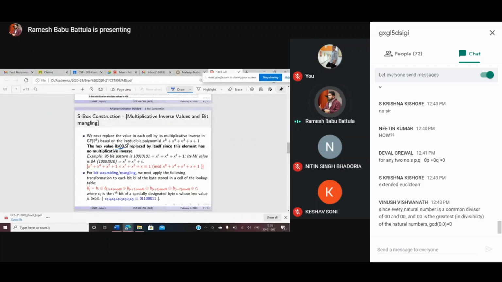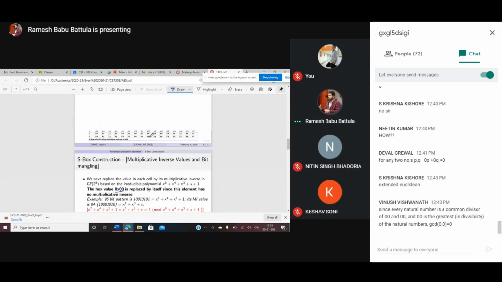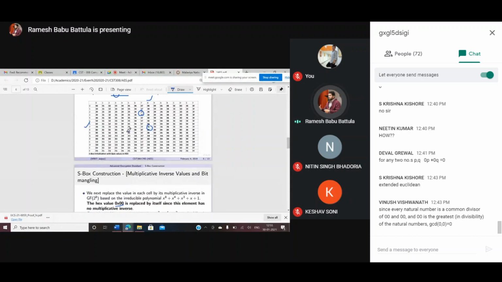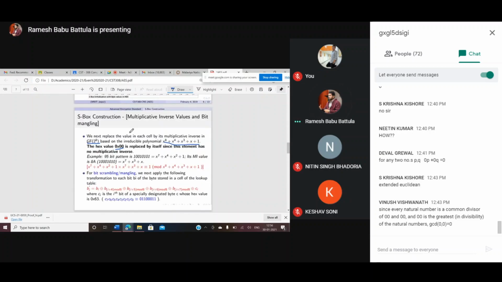For example, I will tell you. Here we may choose, initially we have 9, 5. And whatever the multiplicative inverse value is for this one with respect to this irreducible polynomial, with respect to GF to the power 8, we are going to find that multiplicative inverse value and replace this with that number. Just check how to find a multiplicative inverse value. This is the biggest part, so you need to study the extended Euclidean algorithm to find the multiplicative inverse value.